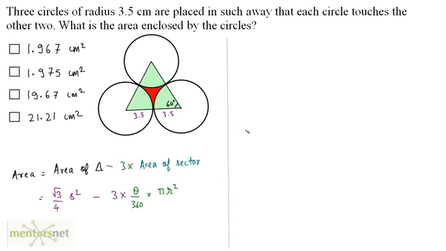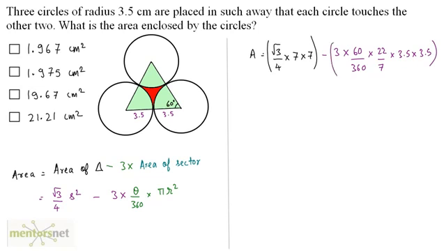So area is equal to root 3 by 4 into s square. Side is 7, so times 7 times 7. This is one side of the equation, minus you have 3 into theta. Theta is 60 degrees, so 60 by 360 into pi, which is 22 by 7, times the radius. Radius is 3.5, so 3.5 times 3.5. This is another part of the equation. So 3 times 120 is 360 and 60 times 2 is 120. Now 2 times 11 is 22.